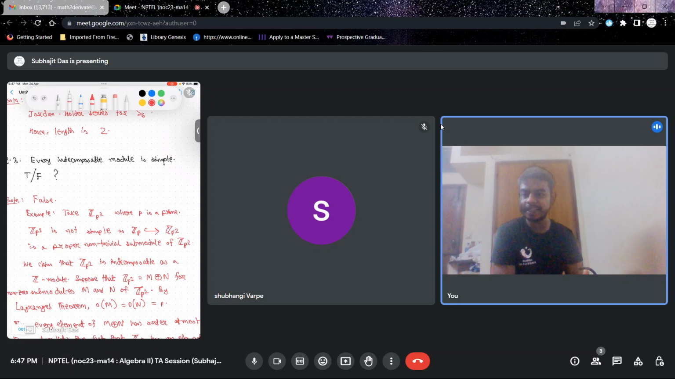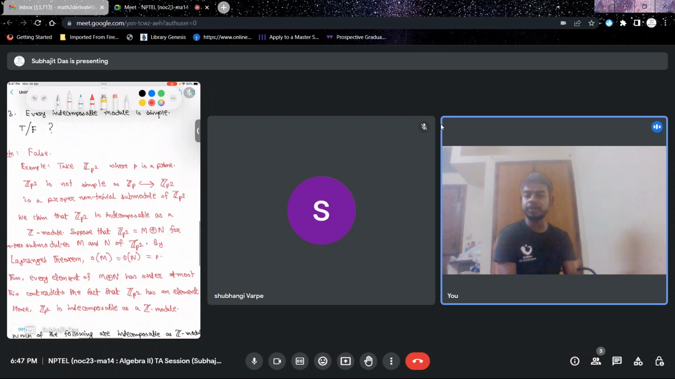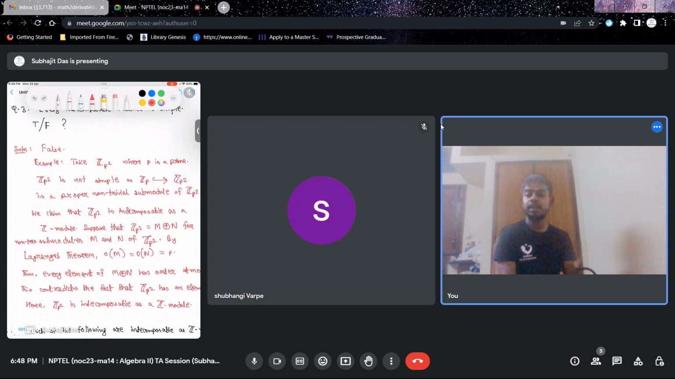You see that this is certainly not simple because Zp sits inside this, and it is a proper non-trivial submodule of Zp square. Finally, we claim that this Zp square is indecomposable as a Z module. And why is that so? Because if you assume that you can write Zp square as a direct sum of 2 non-zero submodules, M and N, then what are the possible cardinalities of M and N? If M and N are both non-zero, observe that both of them have to have cardinality p, right? Firstly, Lagrange's theorem says that since M is a submodule of Zp square, that is a subgroup of Zp square, its possible orders are either 1 or p square.